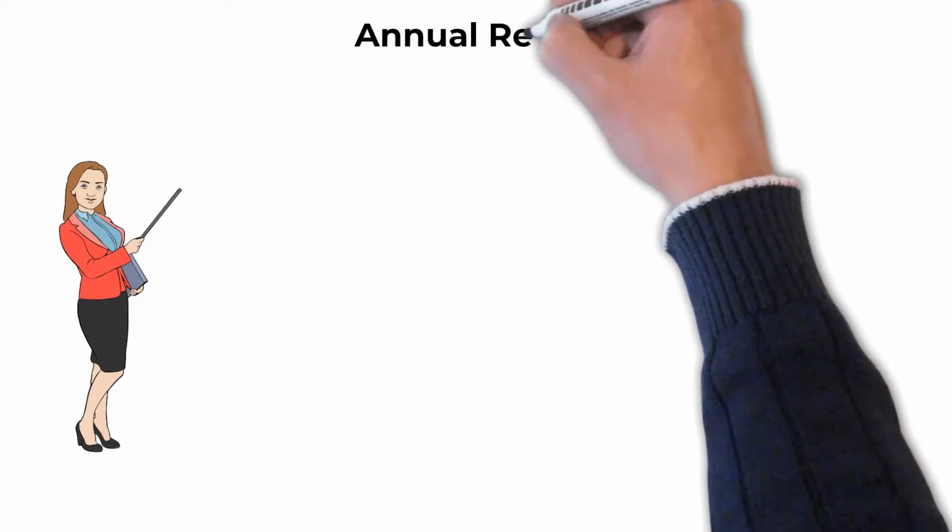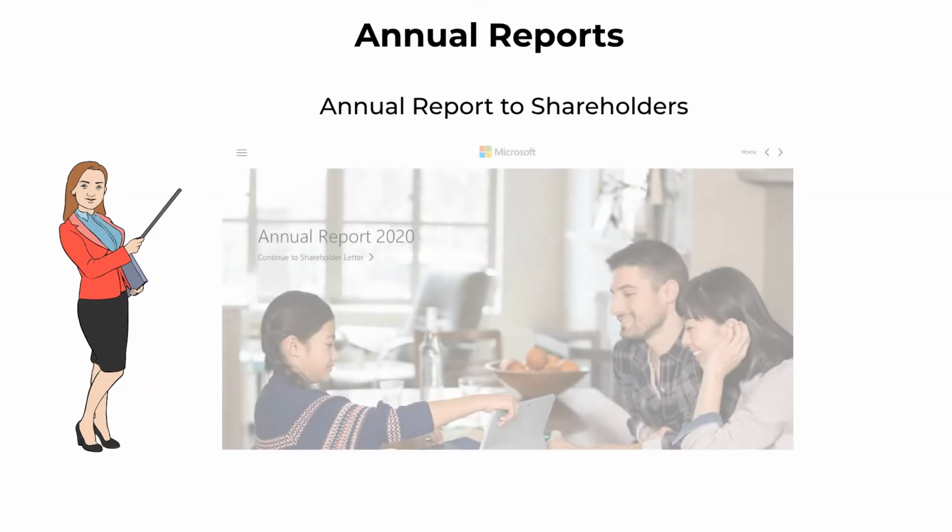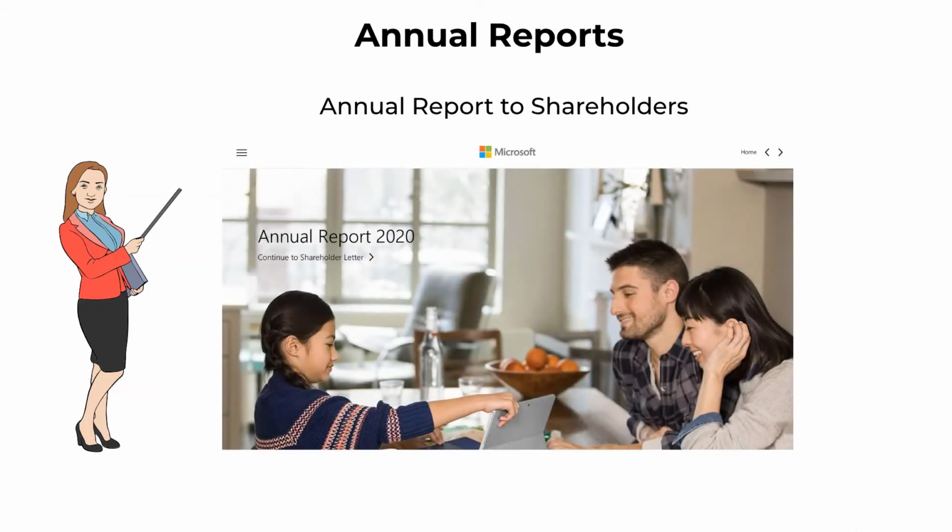There are two types of annual reports that are created by public companies. The first type of annual report is called the annual report to shareholders, which companies have to send to shareholders each year. Here, I show the cover of Microsoft's annual report to shareholders.